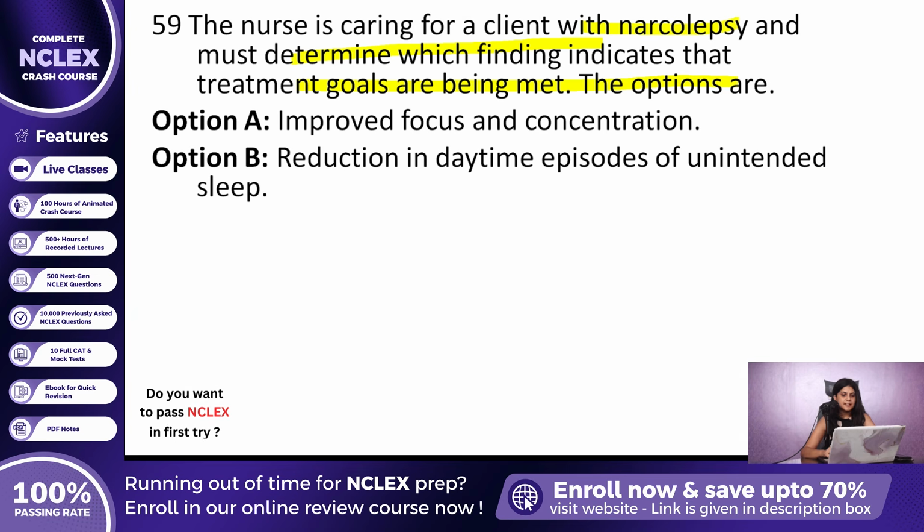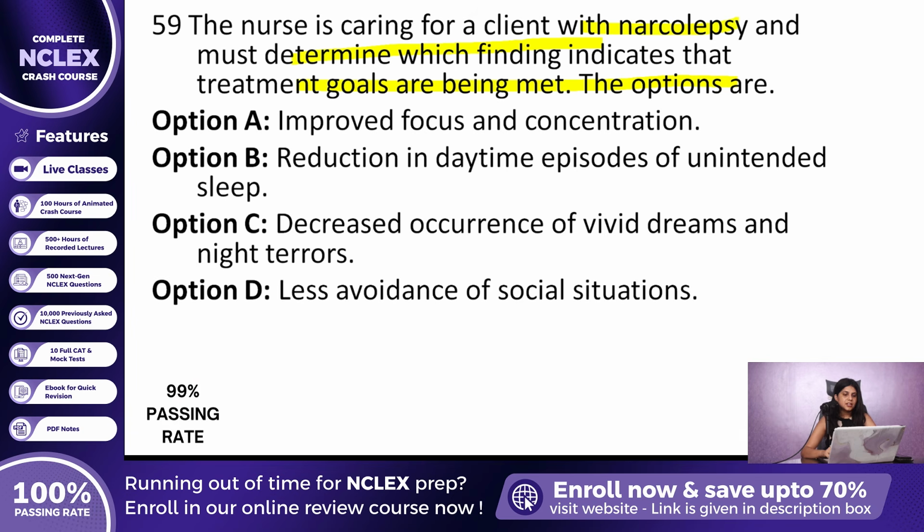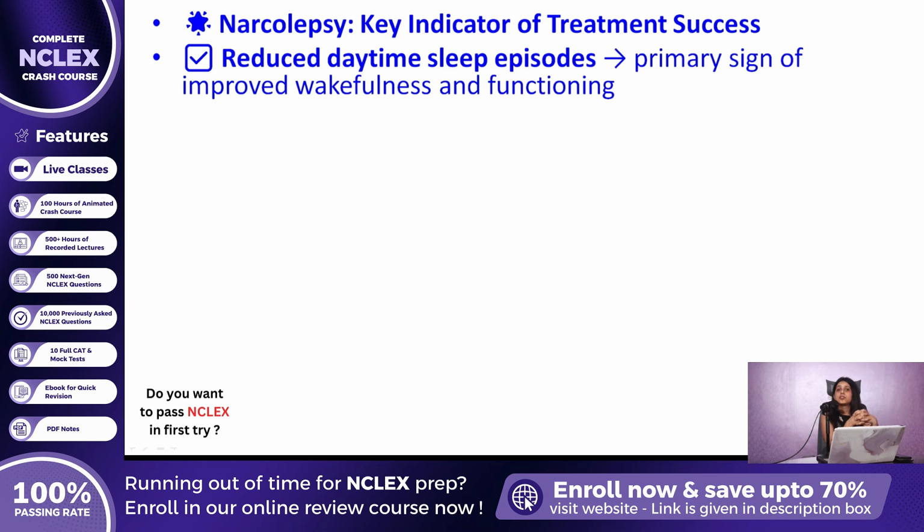Option C, decreased occurrence of vivid dreams and night terrors. Option D, less avoidance of social situations. The correct answer is Option B, reduction in daytime episodes of unintended sleep. The rationale is that the hallmark of narcolepsy is excessive daytime sleepiness with sudden sleep attacks. A reduction in these episodes signals that treatment is effectively improving the client's wakefulness and daily functioning.